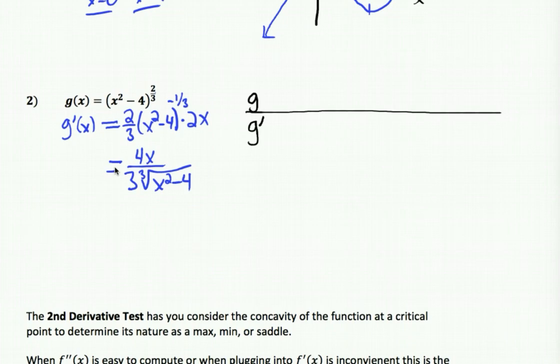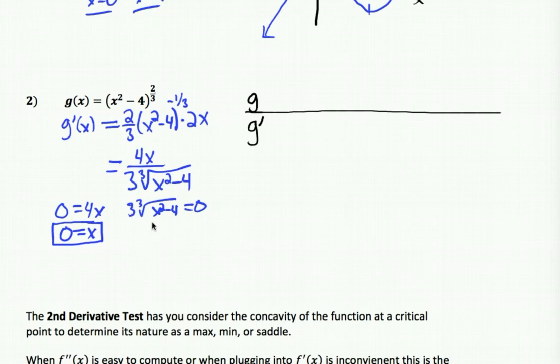So let's see. It looks like we have a few potential critical numbers in this one. We could get the top equal to 0 if we plug in 0. So there's one critical number. And we could get the bottom equal to 0 if we take this expression and set it equal to 0.